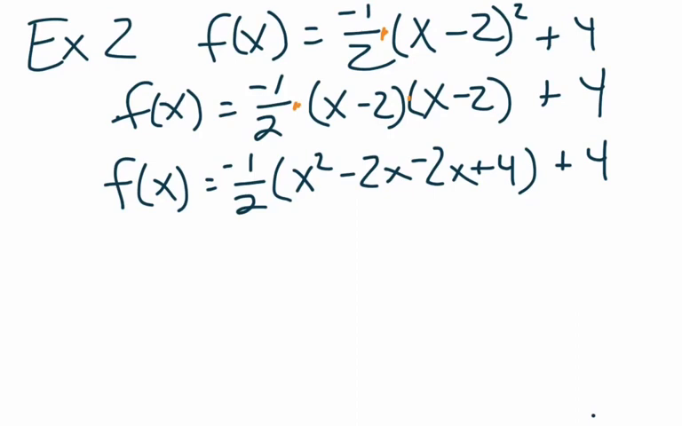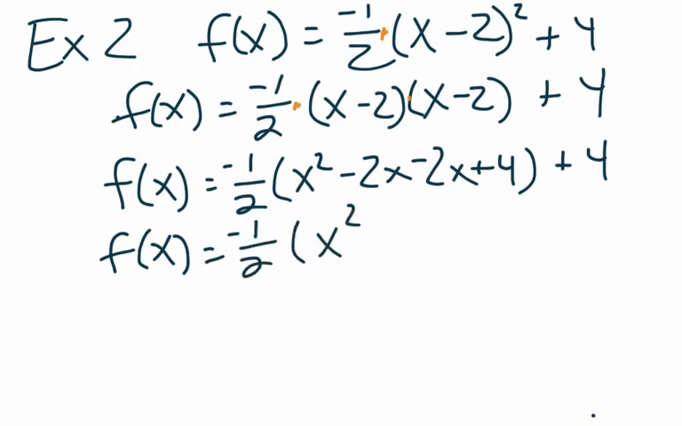Now you have a choice. Some people like to distribute the negative 1/2 through all the way. I tend not to. I tend to like to simplify what's in here first and do negative 2x minus 2x first. That's really up to you. I just don't like to tangle with the fraction a whole lot. Negative 2x minus 2x is negative 4x. And again, that plus 4 is just hanging out over here until we're ready for it.